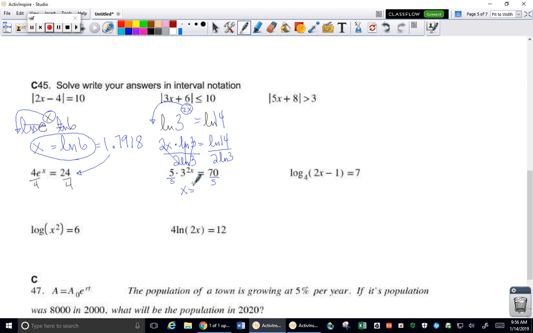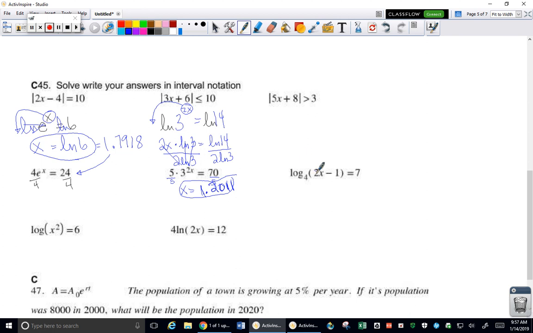I get 1.2011 as my answer. And of course, you can always plug it back in and do 5 times 3 to the 2 times 1.2011 and see if you get something close to 70. You should get something close to 70, maybe not exactly, but close.